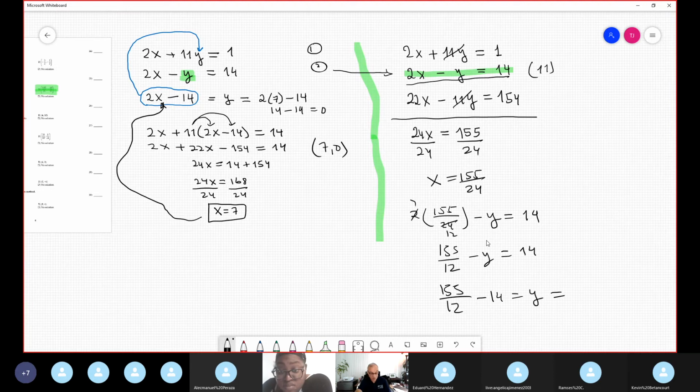Let me use the calculator because it's complicated. No, put it like a fraction. So you put 155, ABC, over 12, minus 14. Boom. It gives me a mixed number. However, I change it to the improper fraction. It's negative 13 over 12. And the solution is 155 over 24, comma, negative 13 over 12.